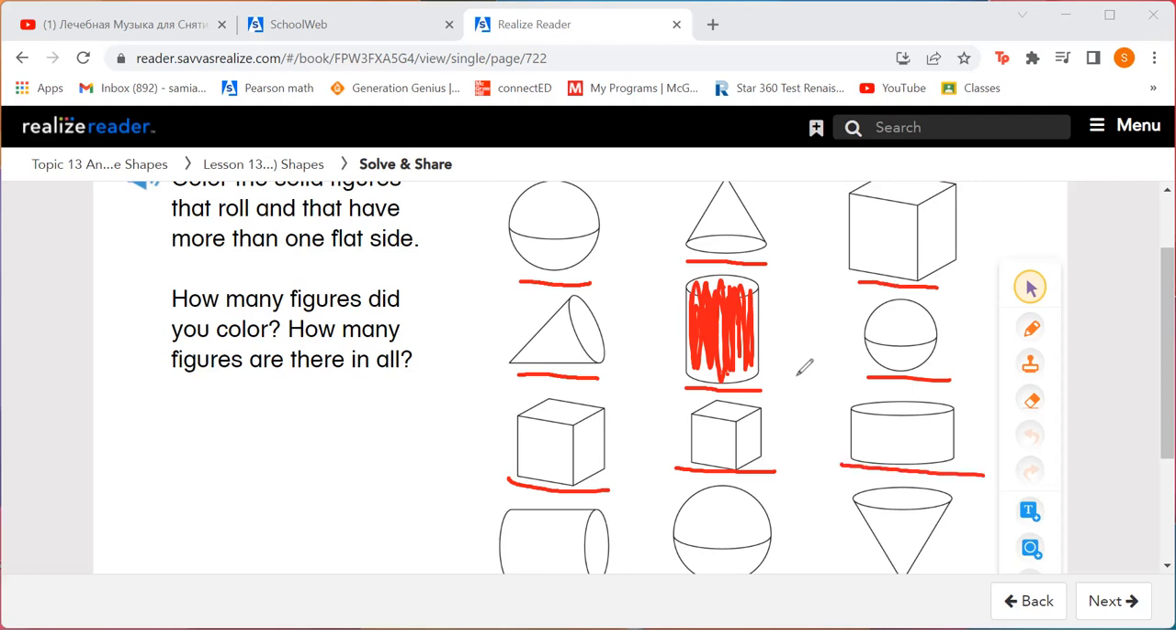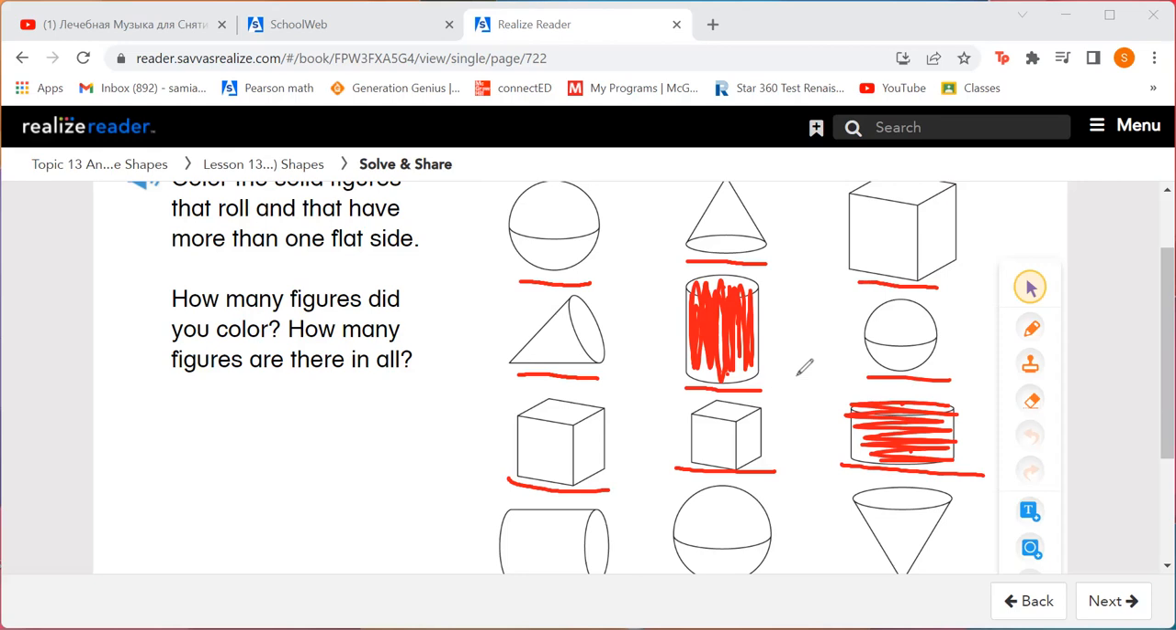How about this object? That looks like a cylinder. It's just wider than the first one. So it does roll. Does it have more than one flat side? Yes, it has the top and it has the bottom that you can't see. It is sitting on the bottom. So we are going to color this in.